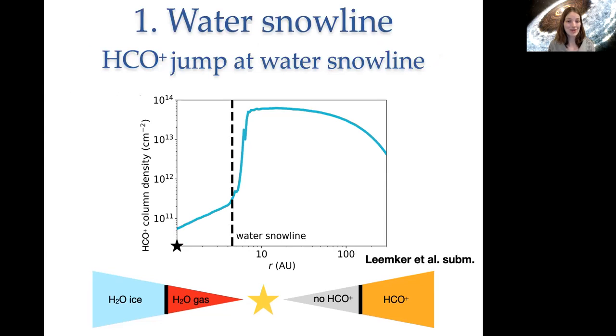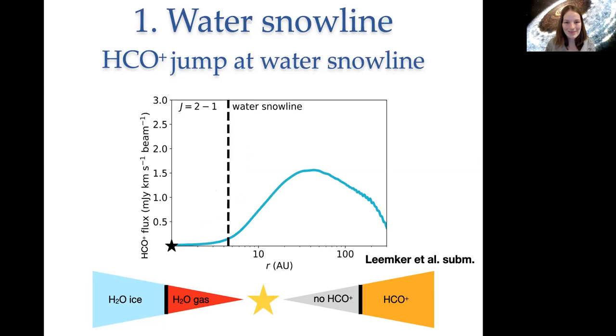Here I'm showing you a model of a typical Herbig disk, where we have the radius on the x-axis and the HCO+ column density on the y-axis. And in this model, the water snowline is located around 5 AU. And inside the water snowline, as you can see, we have very little HCO+. And then the column density increases by a lot when we go outside the water snowline. So that looks very good. More or less also what we expect.